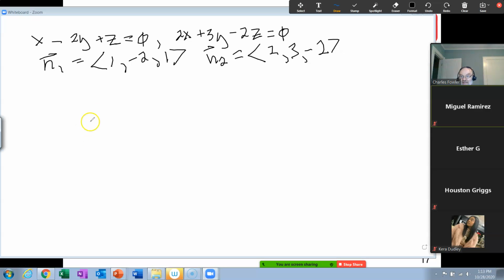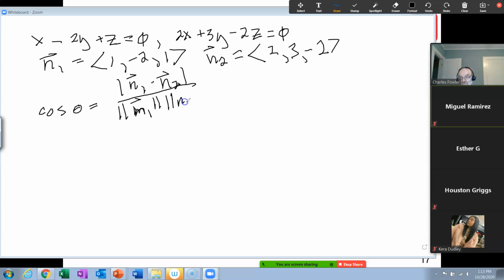Now, given that, what we just did before told us that the cosine of the angle theta between these two is going to be the absolute value of n1 dot n2, divided by the magnitude of n1 times the magnitude of n2. I said magnitude at first, but for the numerator it's the absolute value.